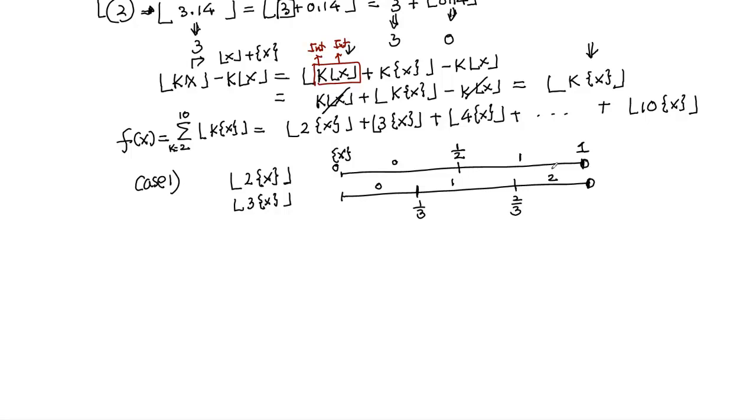One more, 4. The breakpoints are 1/4, 2/4 and 3/4. Before 1/4 the value is 0. After that, 4 times 1/4 is 1, 4 times 2/4 is 2, and 4 times 3/4 is 3. We have 4 different numbers there.